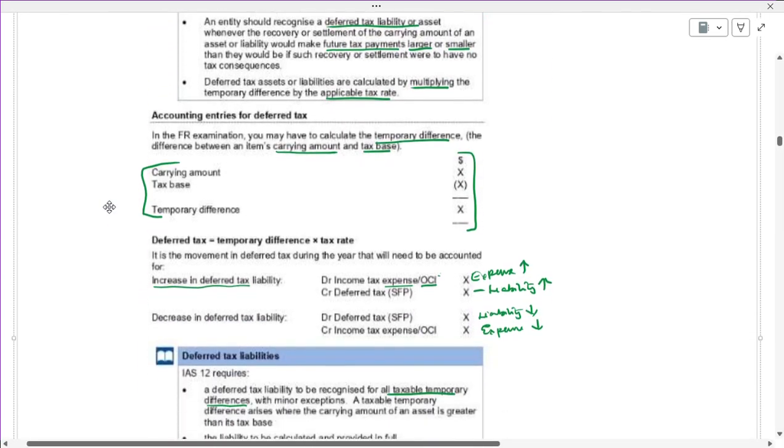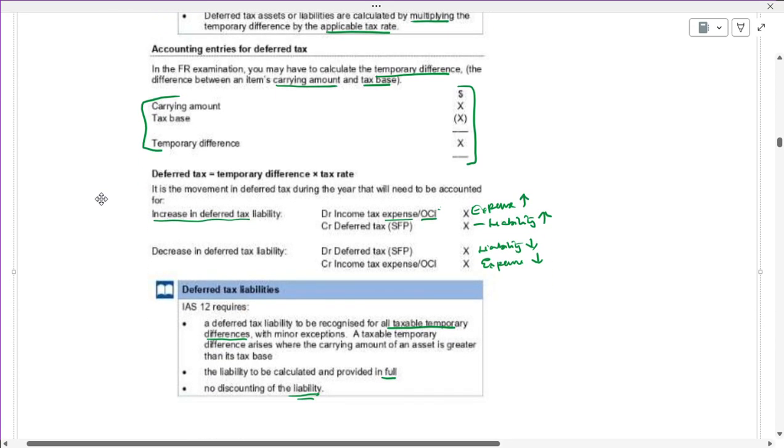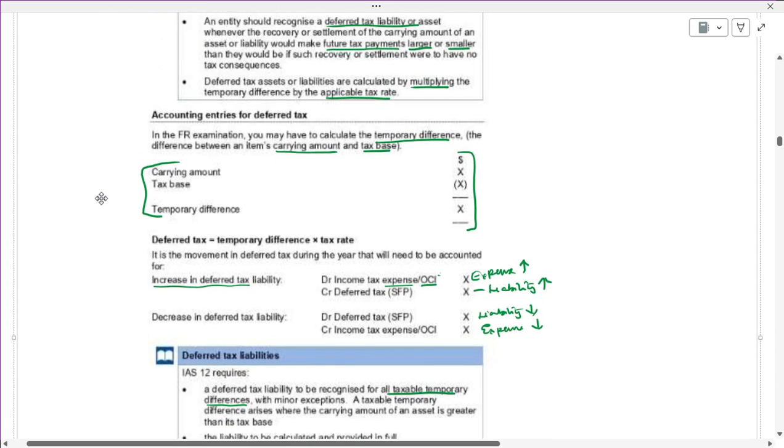What do we have to calculate? We have to calculate the temporary difference. What is the temporary difference? Temporary difference is nothing but the carrying amount minus tax base.